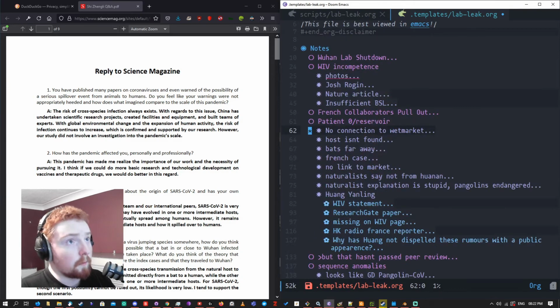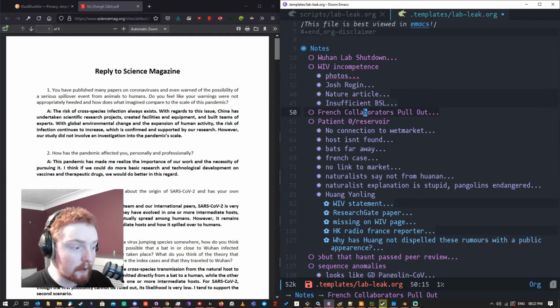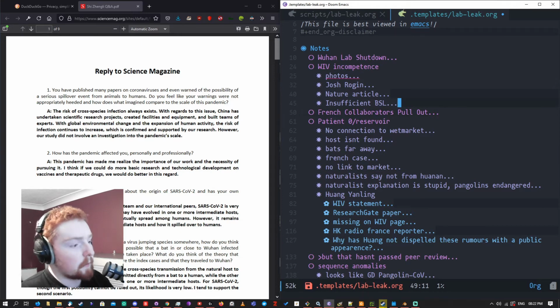That there's an insertion that is likely... So I can go over one by one if you want. So there's the incompetence, there's the shutdown of the lab. It was actually built in collaboration with the French, and then the French were getting stonewalled by China, so they pulled out. And the French were going to be the only international source which was going to verify the safety of this lab. And Josh Rogin, in fact, of the Washington Post, I think, he actually wrote that it was completely insufficient. US diplomats were calling it out for being insufficient safety levels.